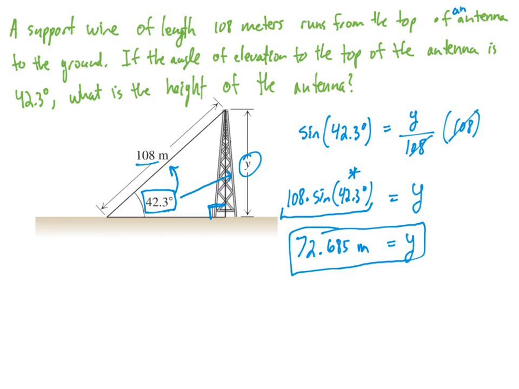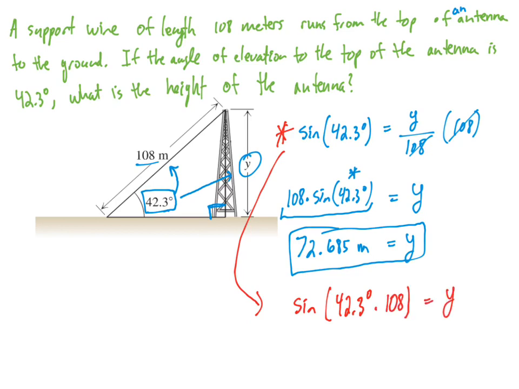Alright, I want to just mention one thing about this expression, or I should say previous to that. When we're at this step and we multiply both sides by 108, a common mistake that students make is they say, oh, sine of 42.3 degrees times 108 is equal to y. Okay? Now we don't want to do that, because this expression, sine of 42.3 degrees, those two things are going together, and nothing else is going to enter into the input here aside from the 42.3 degrees.